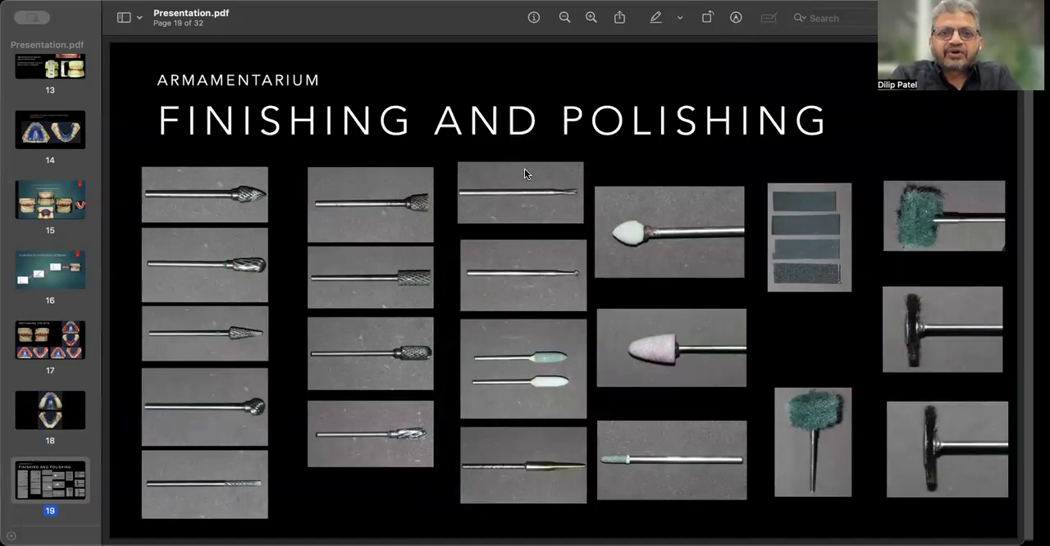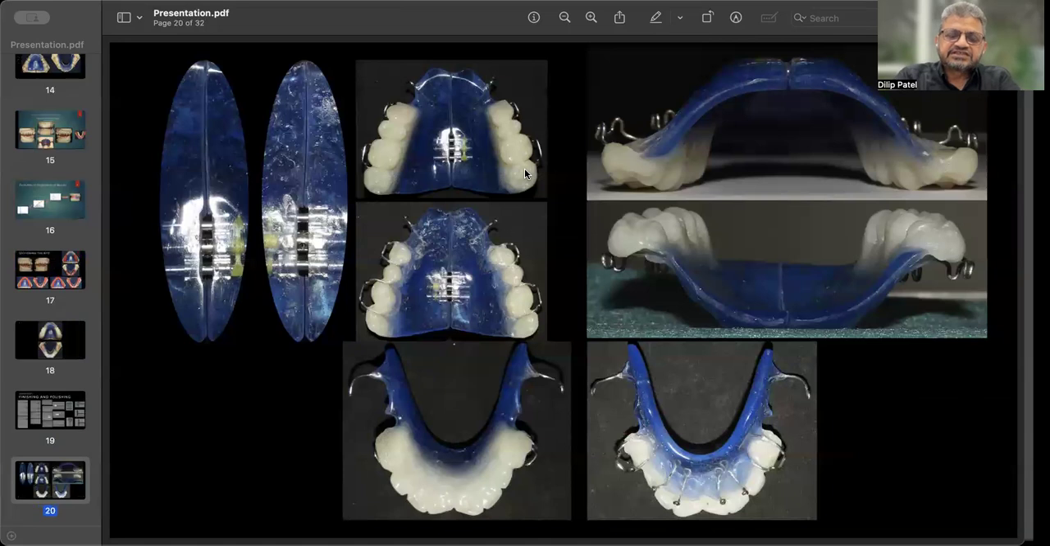For finishing, polishing and carving of the bite block, it needs certain burs that are given in the picture. Stainless carbide trimmer, Alpine stone, sandpapers, Scotch-Brite, and the metal brush. These are used for finishing, polishing, and carving of the bite block. These are the finished appliances.